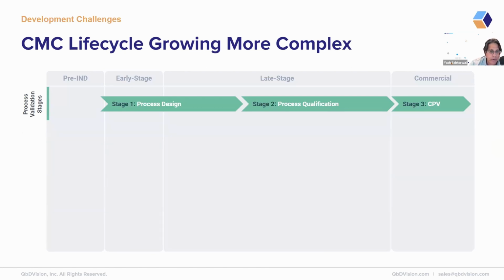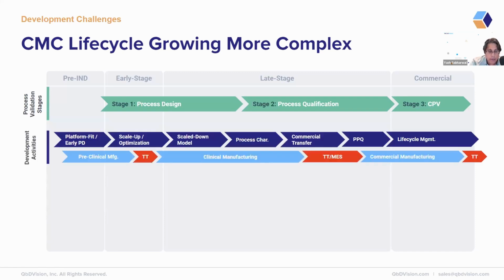This is driving an ever-growing complexity of CMC activities, but you're still bound by the stages of process validation, which many of the regulatory agencies require. Now, what is that comprised of? Well, it's going to be comprised of a whole host of development activities that starts with early process development, moving into scale up and optimization, process characterization, ultimately commercial transfer, and then demonstrating that you have process control with your PPQ manufacturing. And as you're developing all this, undergoing all these development activities, you're generating a lot of information.